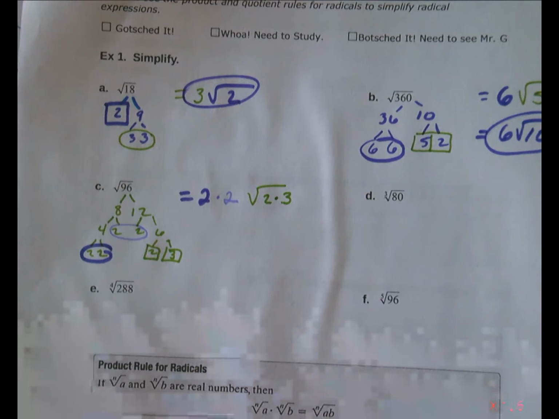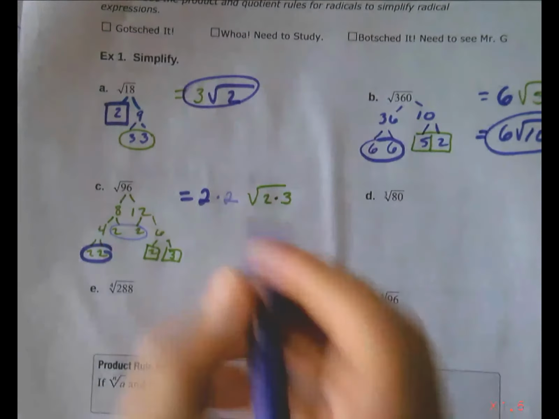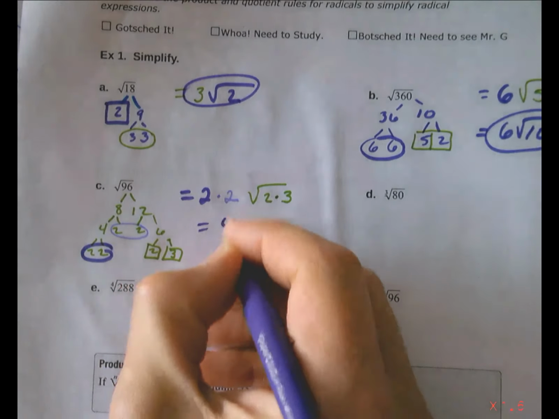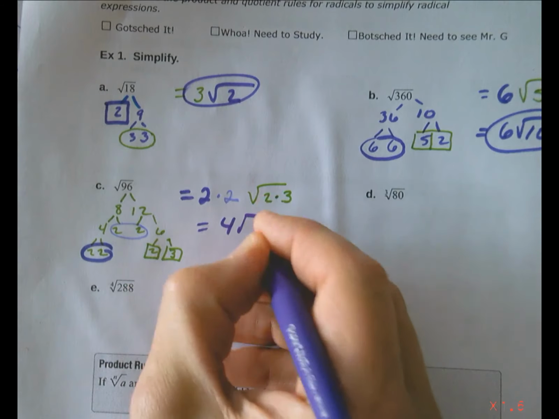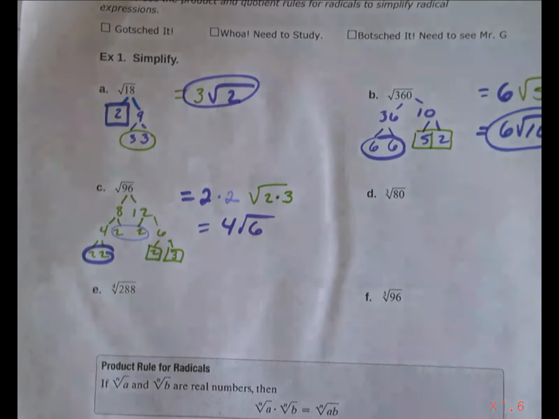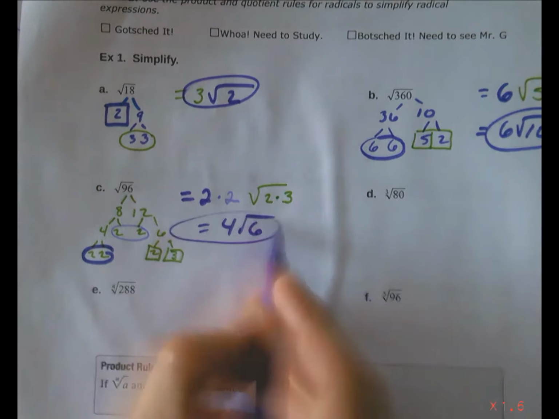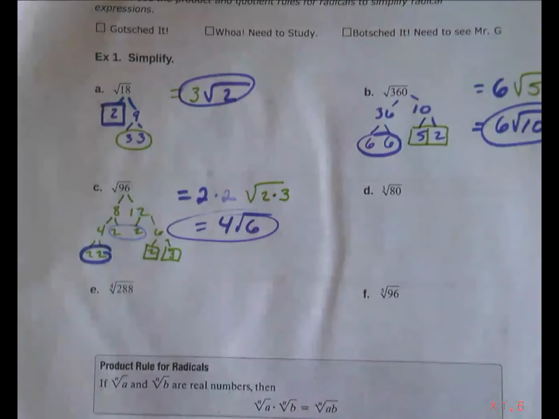Anything that is on the outside gets multiplied together. So 2 times 2 is 4. And anything on the inside gets multiplied together. 2 times 3 is 6. So we end up with 4 root 6. Again, you can always double check that in your calculator. Type in the square root of 96, type in 4 root 6, and you get the same decimal.